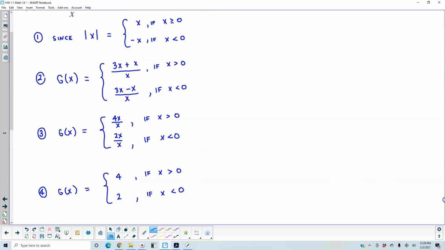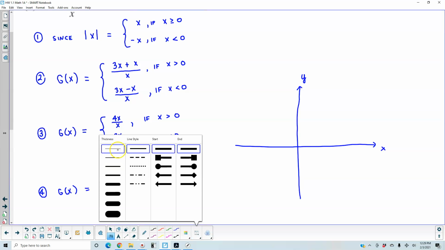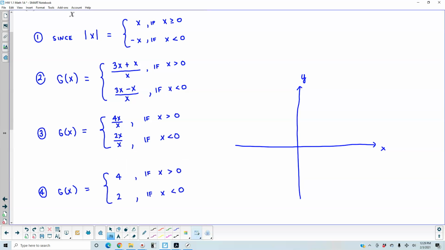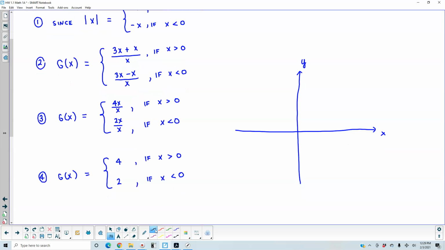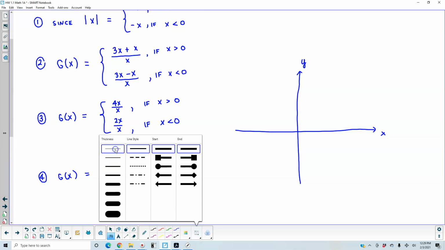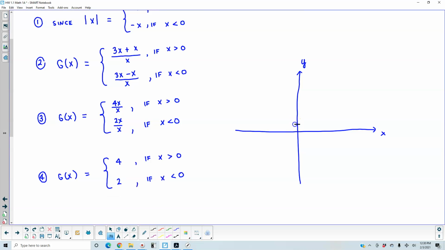And so now we want to be able to graph. So if we graph this function, what we get is a piecewise function. So what does that mean? That means that we have a horizontal line. So on our y-axis, we have a horizontal line that's going to go through 2 and a horizontal line that's going to go through 4.